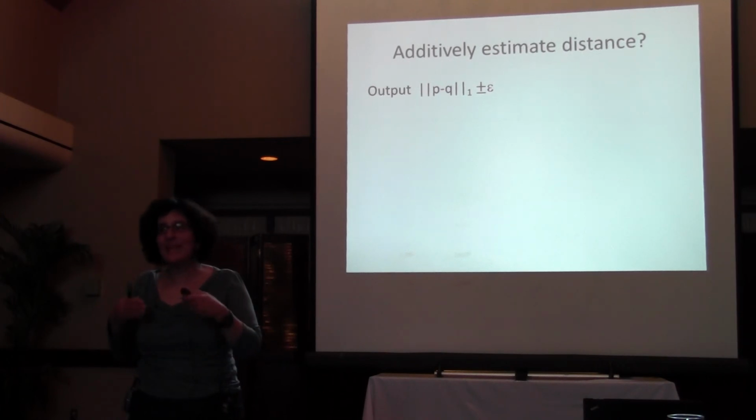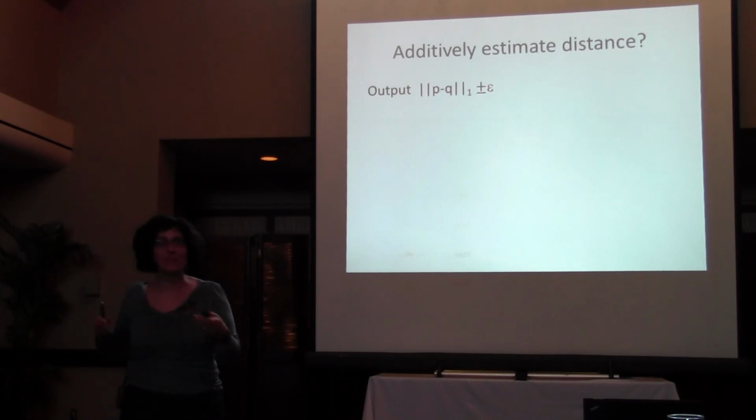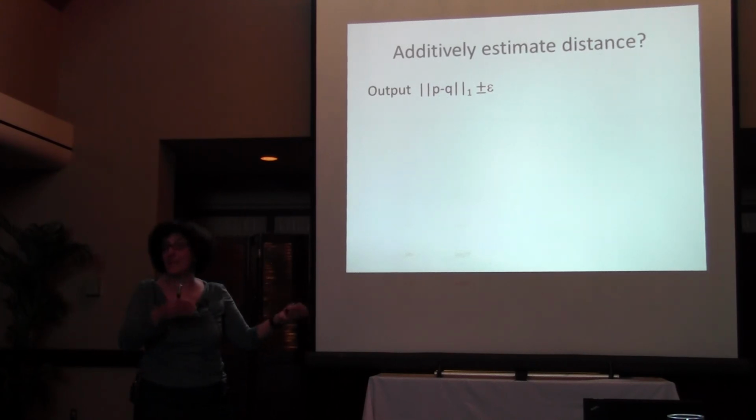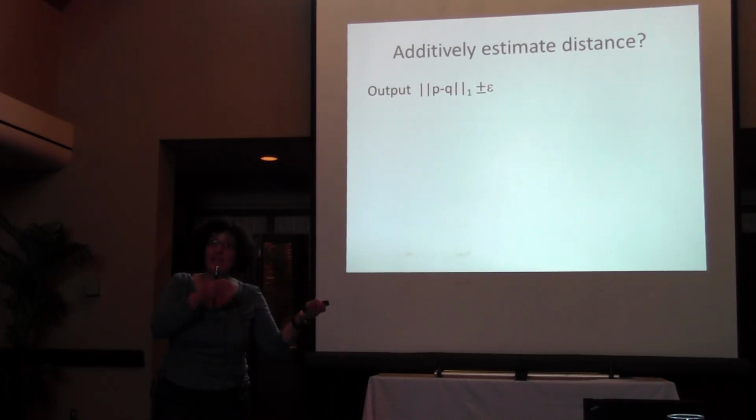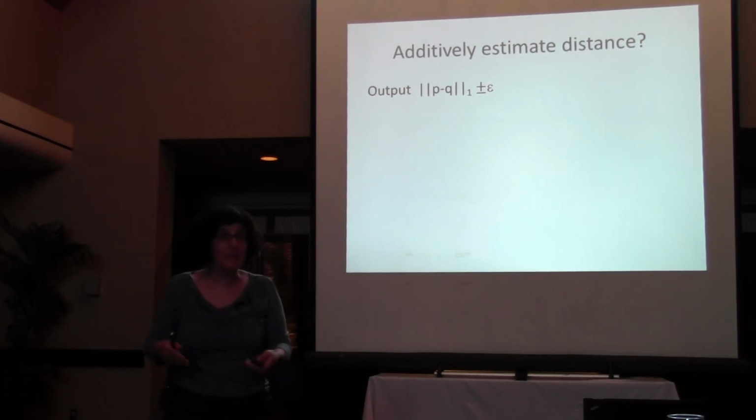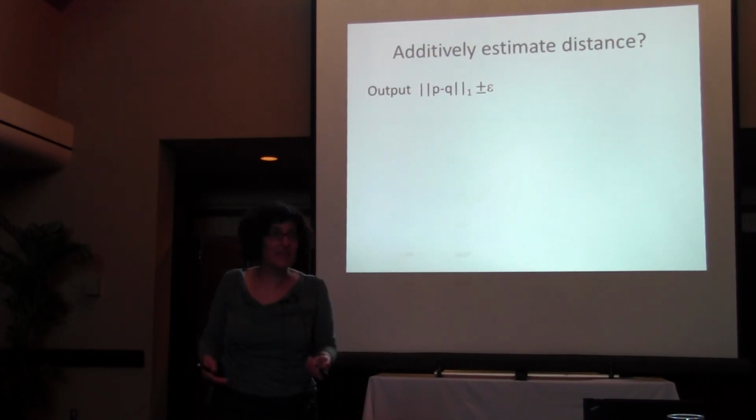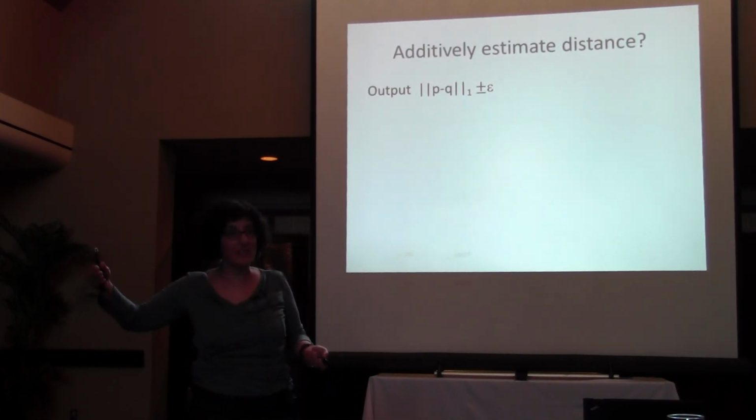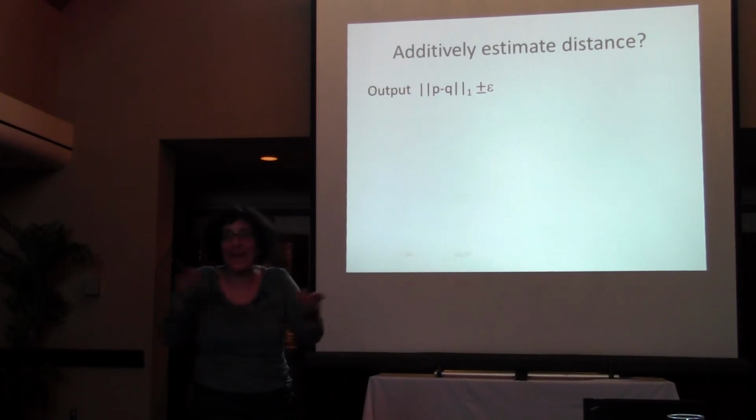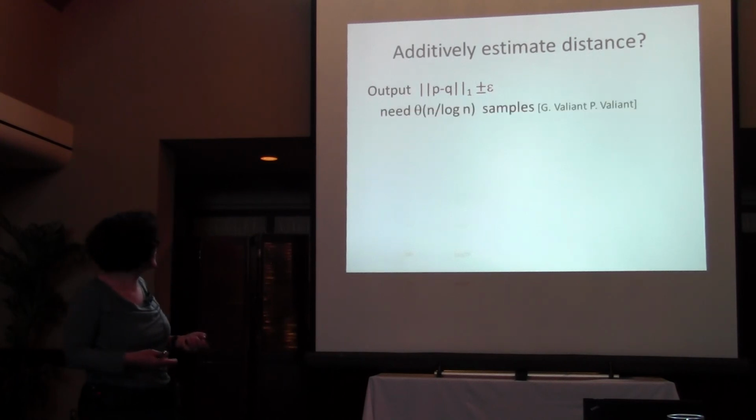But the question is, can we get additive estimates on the distance between P and Q? Can we, for example, distinguish P and Q are epsilon close from the case where P and Q are 2 epsilon far? Because maybe I have two distributions where I expect them to be a little bit different, but I want to know if there's been a big trend change instead of just knowing about any trend change. That seems like it should be an important problem. What would the complexity of this problem be?